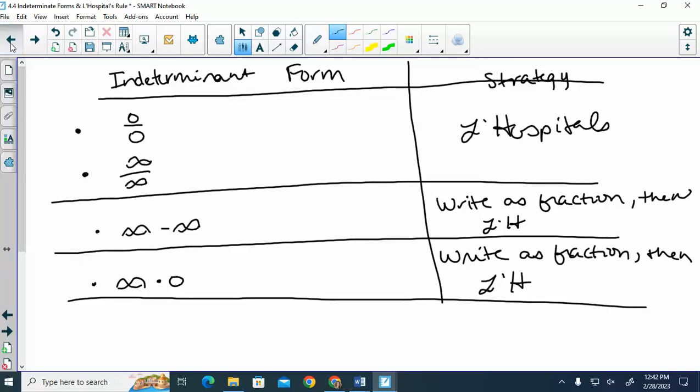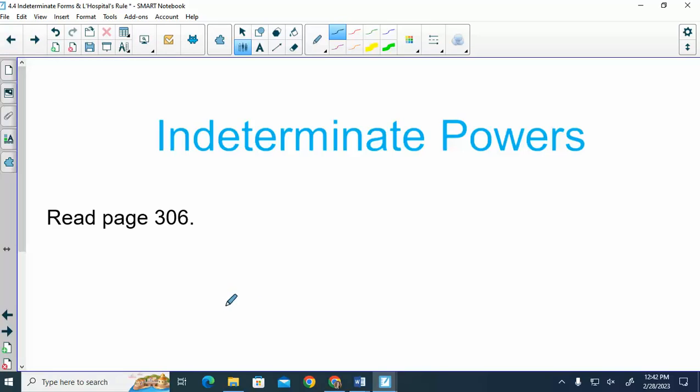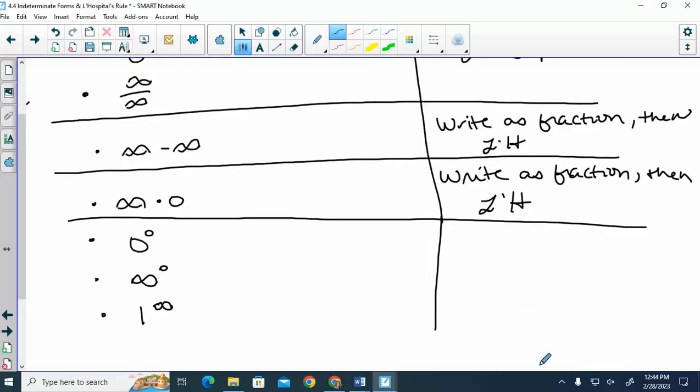So let's talk about indeterminate powers. Page 306. Do we have a volunteer that would like to read? That's what that first little blip is telling you. So when we have something to a power, if it's 0 to the 0, infinity to the 0, or 1 to the infinity, we cannot just look at it and reason through what the answer is. So those are also indeterminate forms. Our strategy is different. It says each of these three cases can be treated either by taking the natural log or by writing it as an exponential.